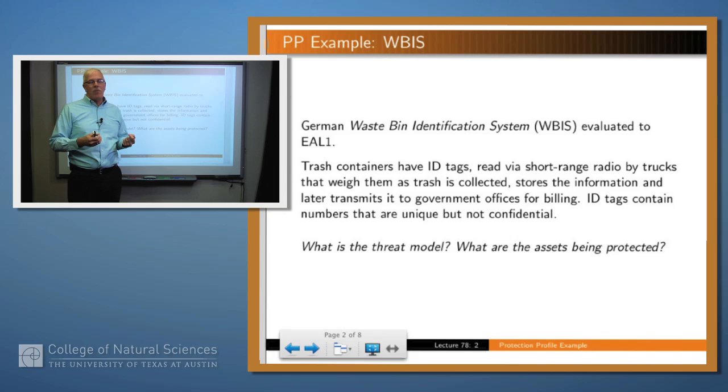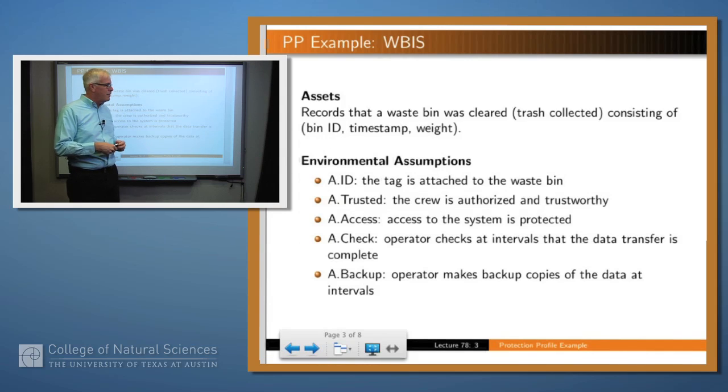Okay, so what's the threat model? Well, someone might try to subvert this system. The information is being transmitted from the ID tag to the truck via shortwave, and so somebody might, for example, broadcast a faulty signal, or they might try to destroy the ID tag, or something else. Okay, so the way this works in a protection profile is you're supposed to identify the various threats, the various system assumptions, the security objectives, what you want to accomplish.